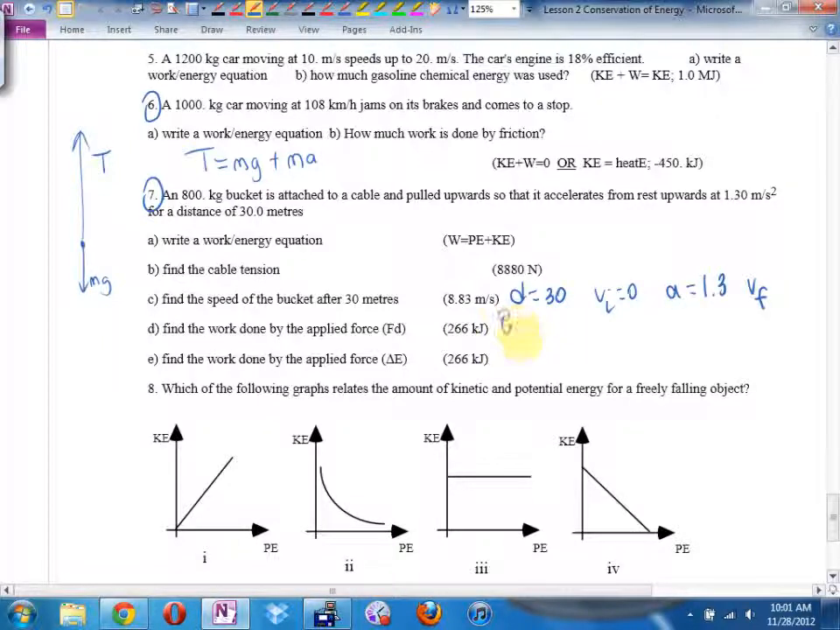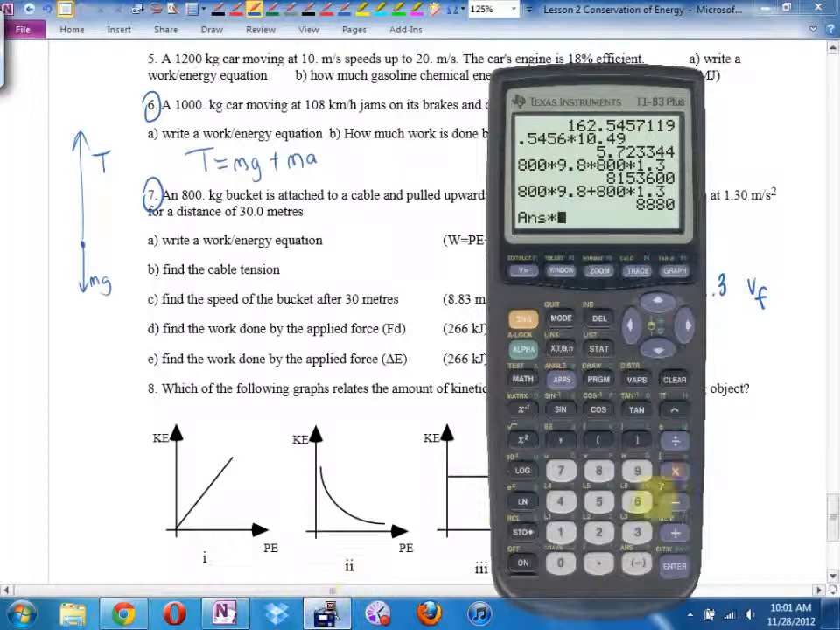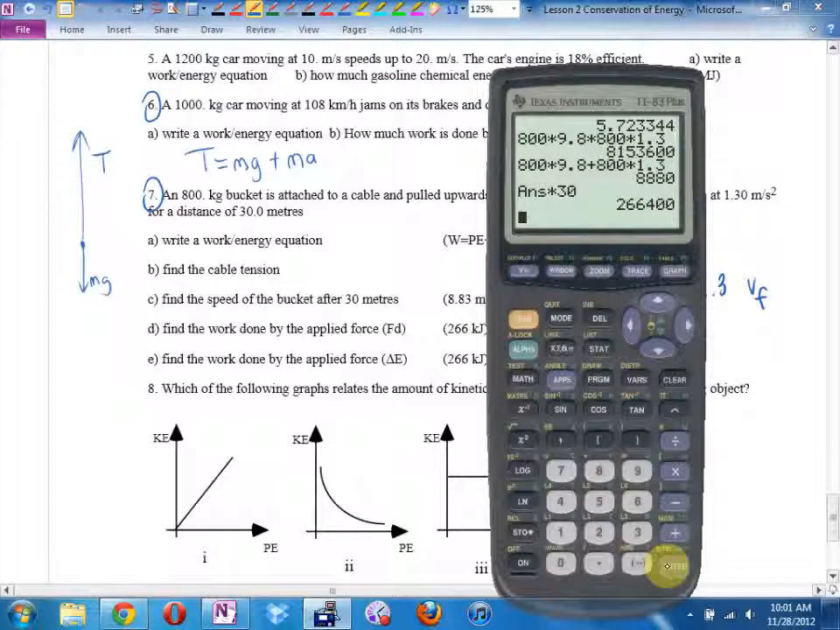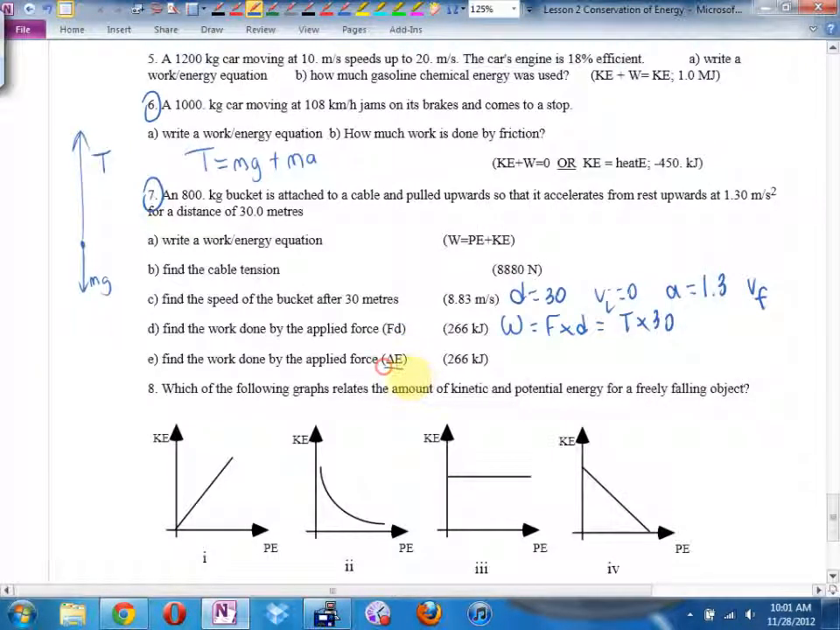Okay? Then, see, there's 2 ways you can find the work done. The first way you can find the work done is to go force times distance. What is the applied force? I think the applied force is tension. I think if you go tension times a distance of 30, you'll get 266,400 or 266 kilojoules.